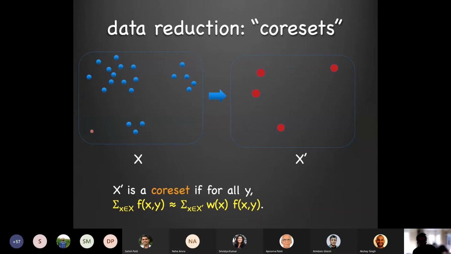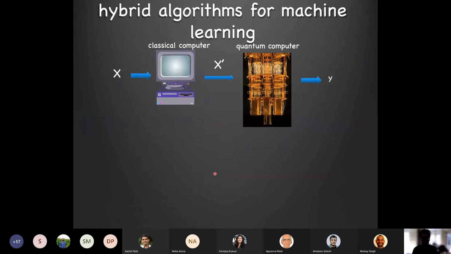For example, for clustering, the ideal core set would have a similar number of points from each cluster, maybe even one point from each cluster. But some clusters are big and some are small. And so you want the points in the big cluster to have a big weight to reflect the fact that they effectively represent many points in the original data set. So the weights are also a crucial feature of this.